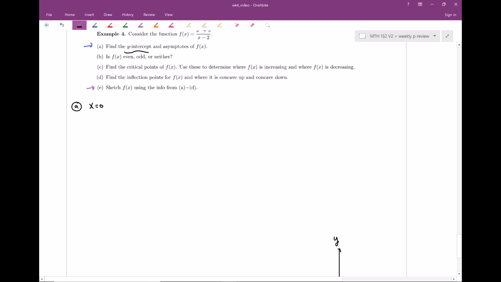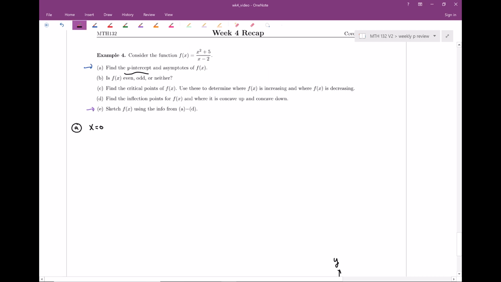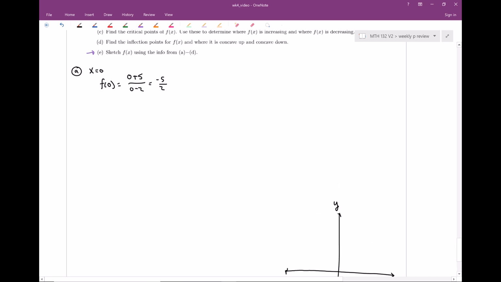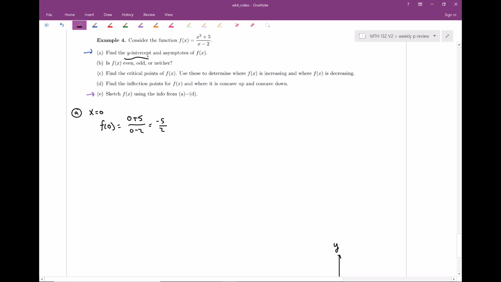So in order to figure out where it intercepts the y-axis, let's plug in 0 for x. So we're going to do f of 0, and so we get 0 plus 5 divided by 0 minus 2. And so we get negative 5/2. So that's negative 2.5. So that's saying that it's intersecting the y-axis down here. If I went down 1, 2, 3, so it's going to intersect down here at negative 2.5. That's where it intersects. Okay, how about asymptotes, right? So that's the y-intercept. How about the asymptotes for our function?